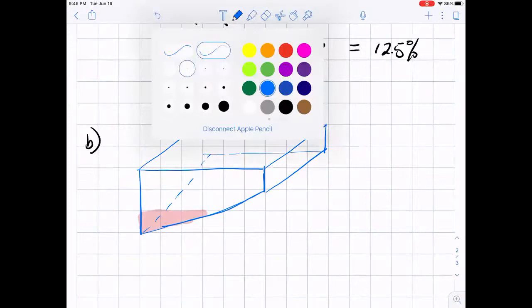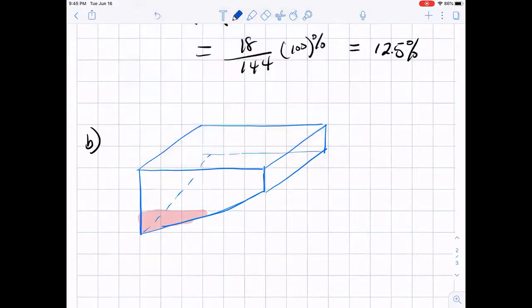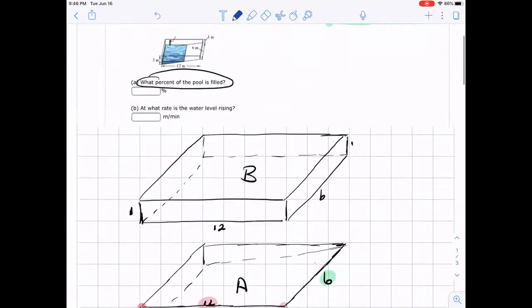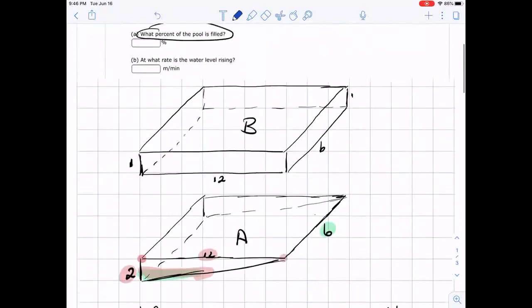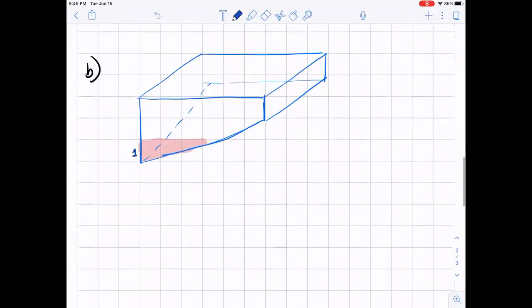So let's plug in some numbers that we possibly have. We know that this here is 1, because the problem says there is 1 meter of water. So we have 1 meter of water. Now, if we look at this portion here, that shaded area, maybe if I trace that out with a pen, it looks sort of like a triangle, right?